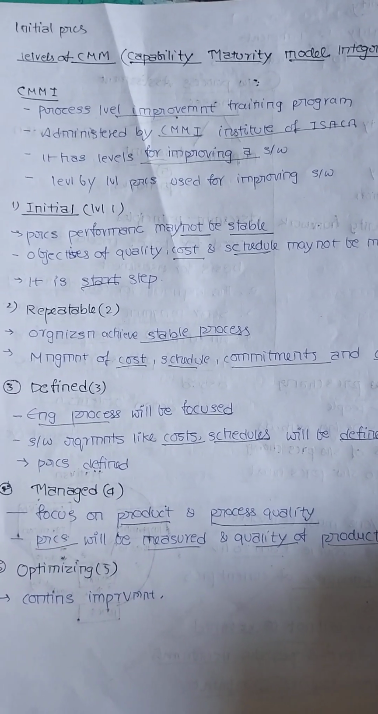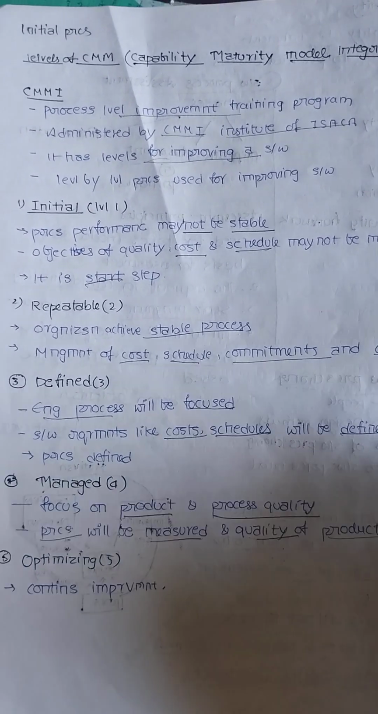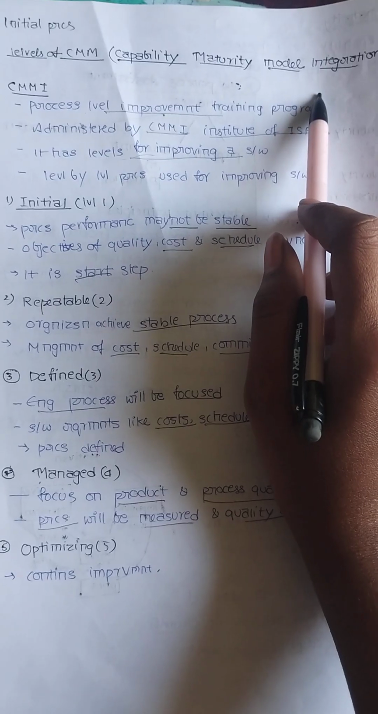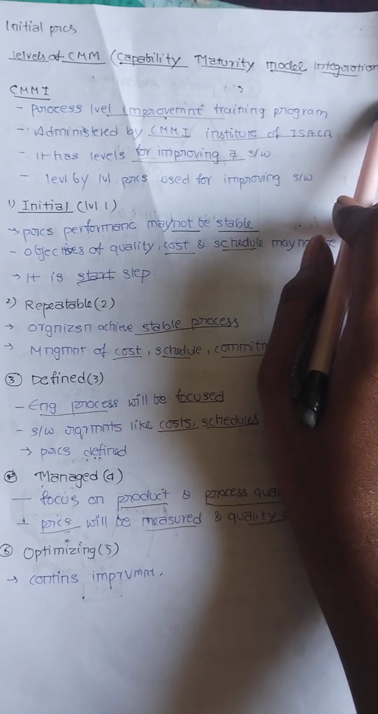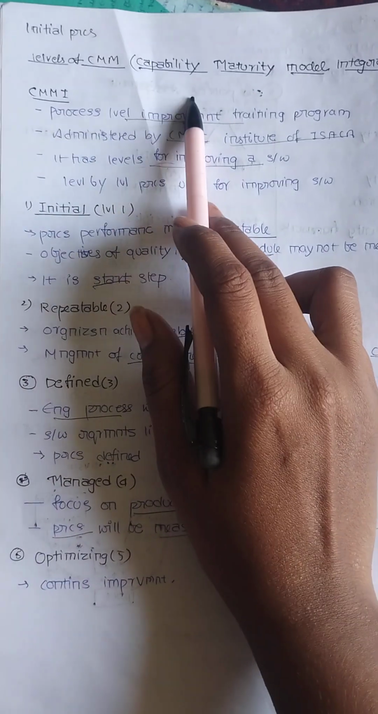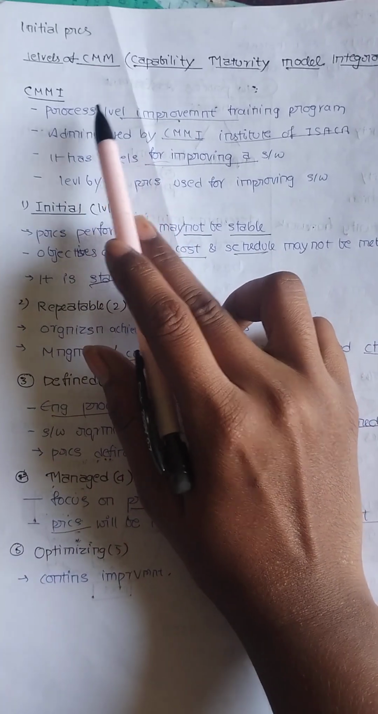Now let's see CMM. What is CMM? It is the capability maturity model. CMMI is capability maturity model integration. There are some levels of CMM. First, see what is CMMI.